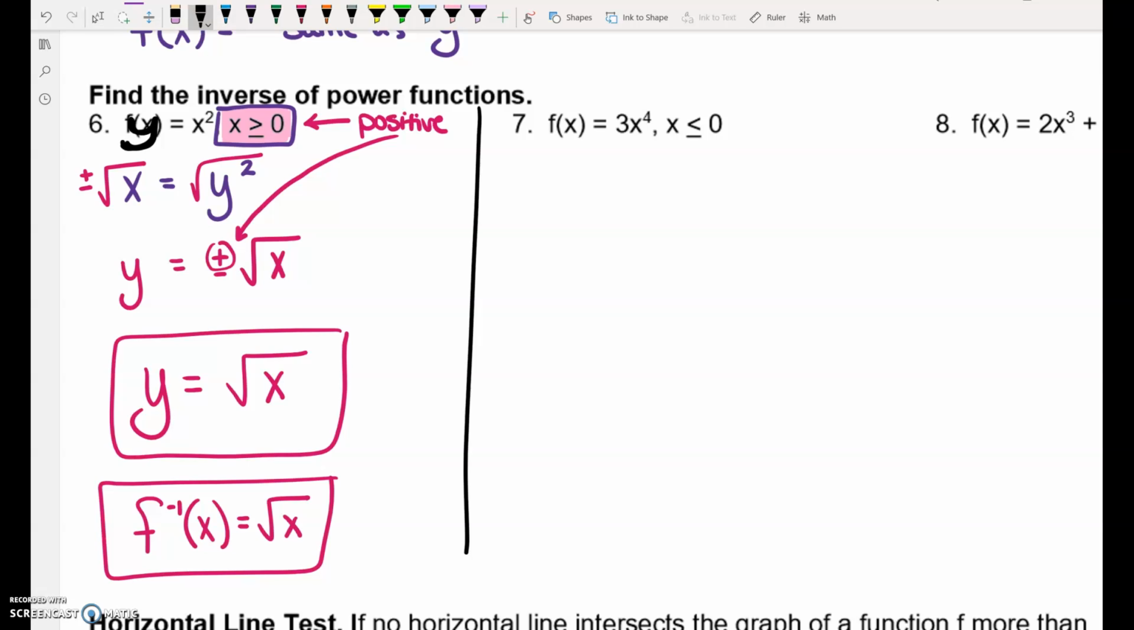Okay, number 7. This f of x means y. So we switch x and y. We've got x equals 3 times y to the 4th. Save this little tidbit of information for later. How do we get y by itself? Divide by 3. So we have x divided by 3 equals y to the 4th.